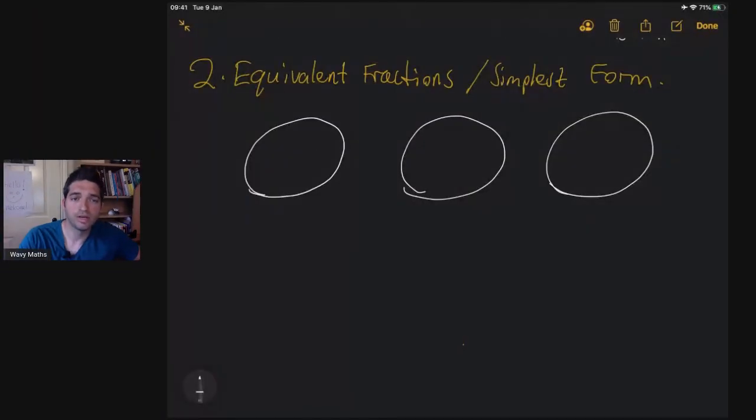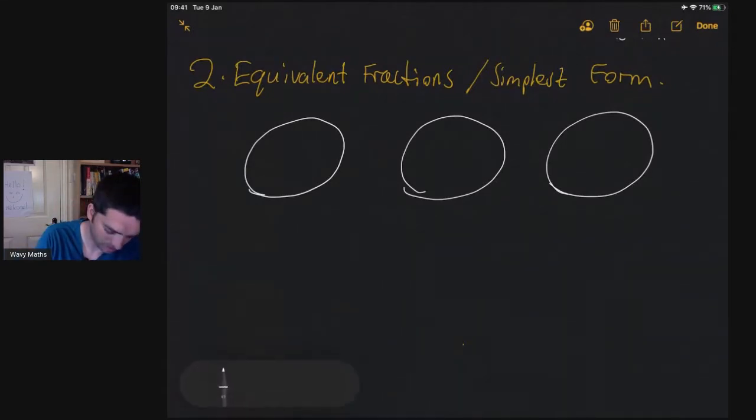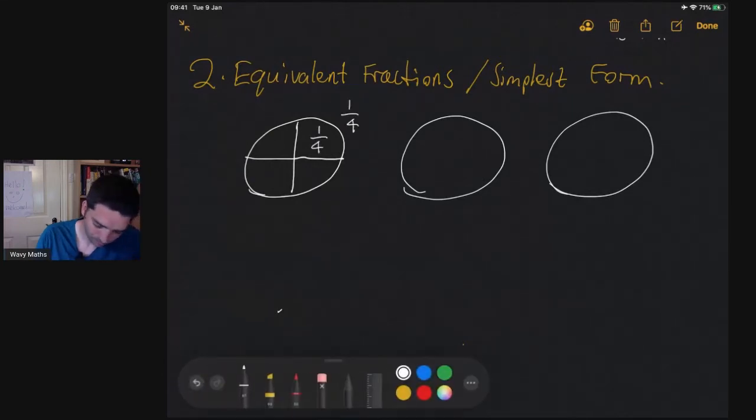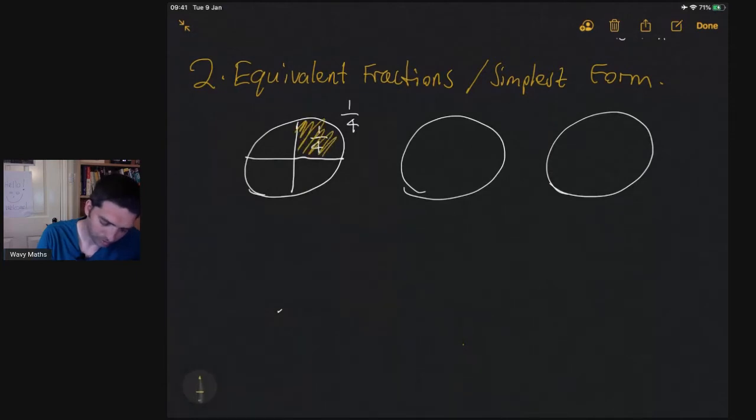So, equivalent fractions. We're going to look at cakes. Imagine we split up our cake into 4 pieces, and we're going to eat a quarter of this cake. So that would be 1 quarter. The question is, is there any other way of having the same amount of cake but cutting it up in a different way, instead of cutting it just into 4 pieces?